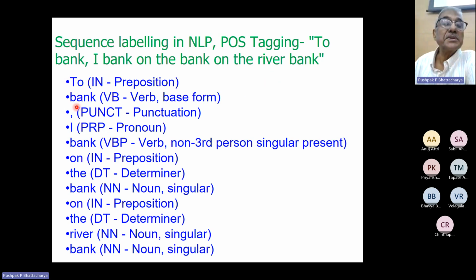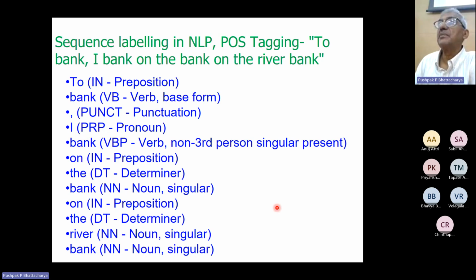So to is a preposition. The first bank is a verb. Comma is a punctuation. I is a pronoun. Next bank is a verb. On is a preposition. The is a determiner. Next bank is noun. On is a preposition. The is a determiner. River is a noun. Bank is a noun. So this kind of part of speech is placed on the words so that the downstream activities can be carried out. So this is again a very important activity.